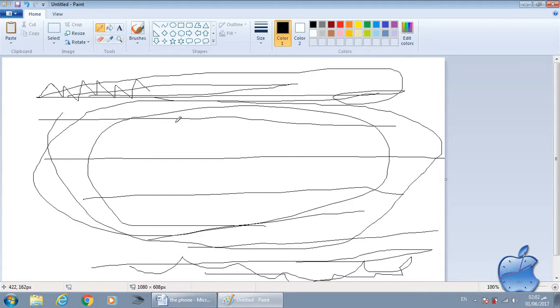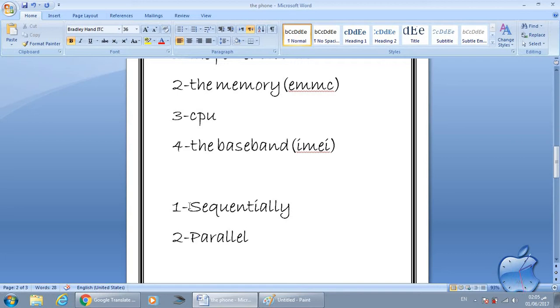And when the connection between, for example, two parts is cut, we connect them by using a wire, which I will explain in another video. And we have two types of connection paths between the components of the motherboard. The first one is called sequentially, I don't know if I'm spelling it correctly, and the other one is parallel.